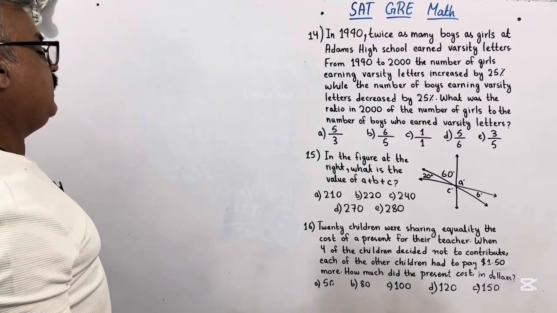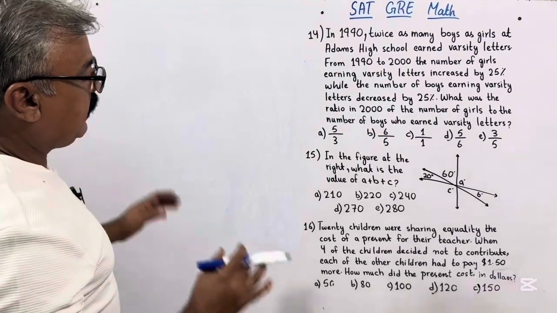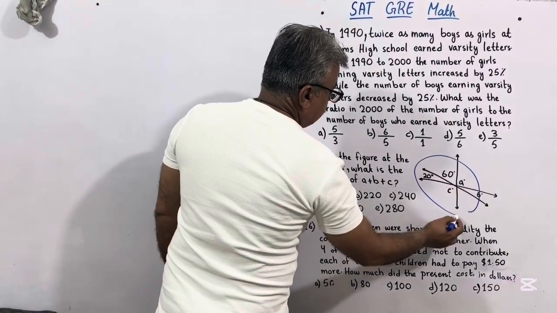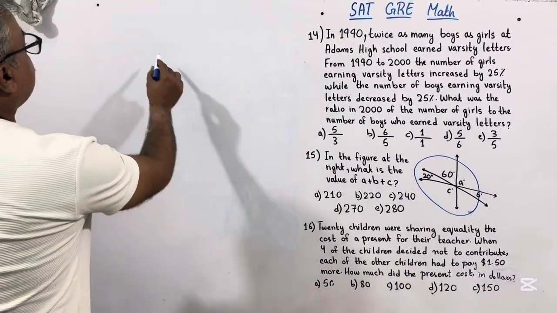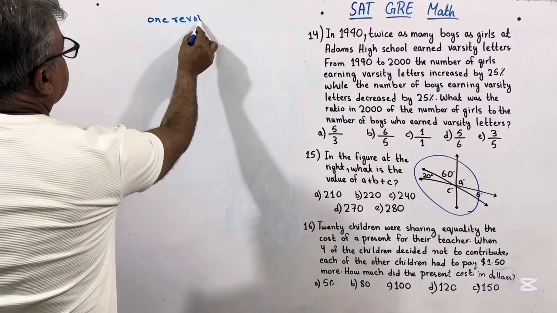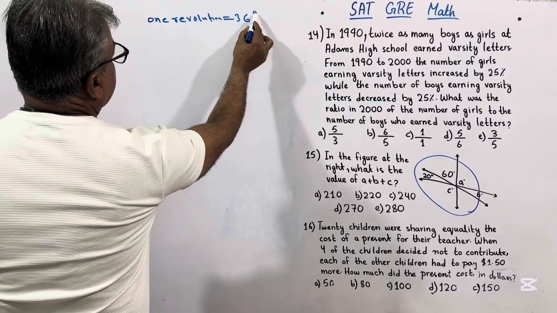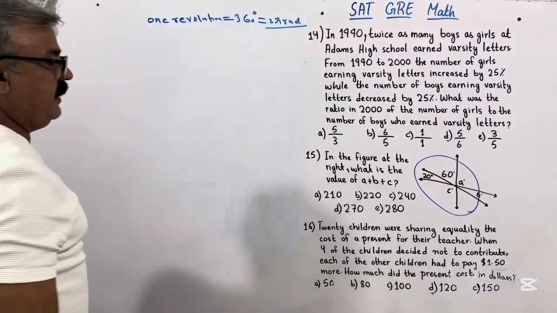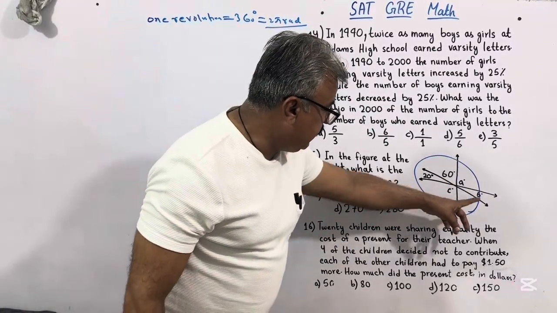Moving towards the next question: in the figure at right, what is the value of a plus b plus c? Simply, we know that this complete round, one complete revolution, is equal to 360 degrees or 2 pi radians. We are asked to find the sum of A, B, C.